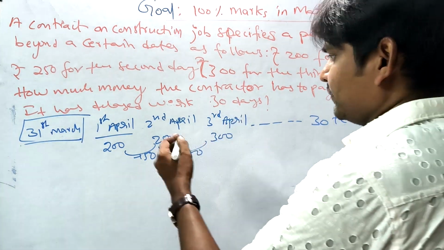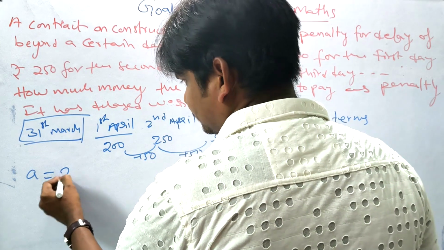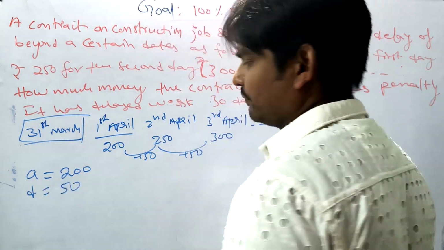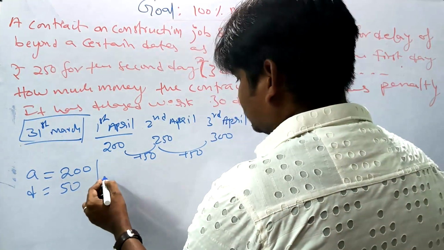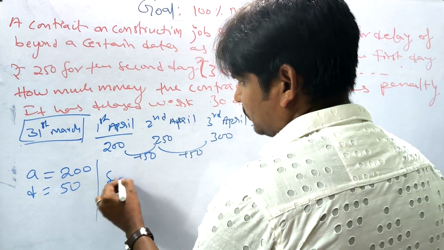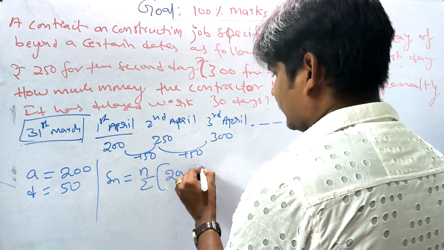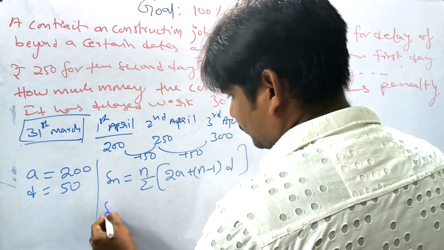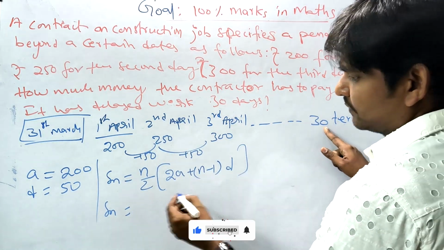Now from this, what do we have to know? See here, we know that a is equal to 200, d is equal to 50. Now we know the formula. What is the formula? Sn is equal to n by 2 into 2a plus n minus 1 into d. Now in this we have to substitute. We have to find Sn. N, the number of days of delay, is 30 terms, so 30 here.